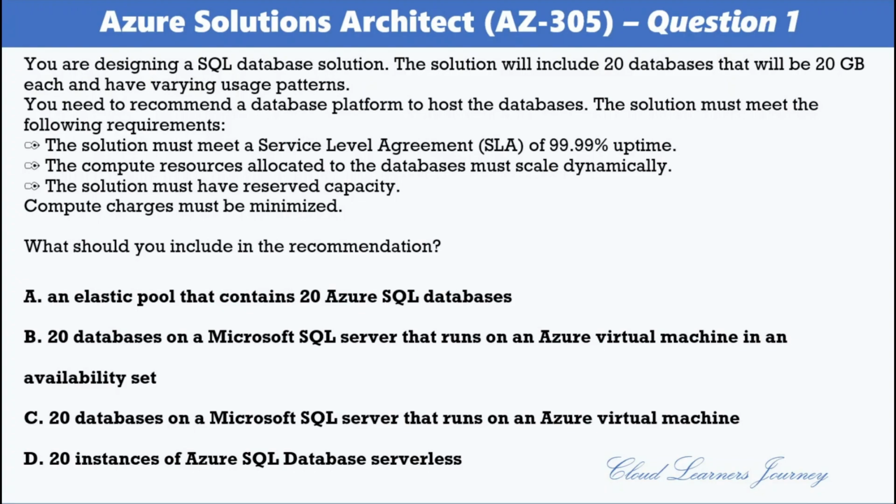And the correct option is A. An elastic pool that contains 20 Azure SQL databases. The compute and storage redundancy is built in for business critical databases and elastic pools with an SLA of 99.99%. Reserved capacity provides you with the flexibility to temporarily move your hot databases in and out of elastic pools within the same region and performance tier as part of your normal operations without losing the reserved capacity benefits.